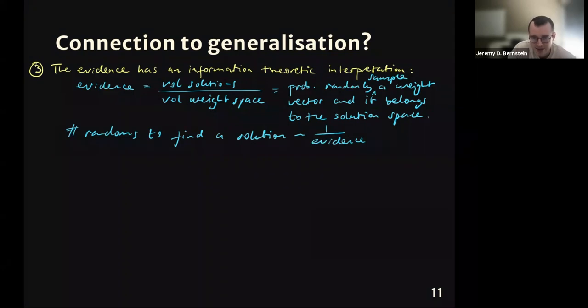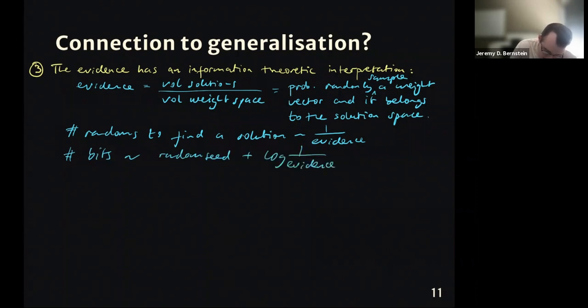So the number of bits needed to describe a random solution is roughly the number of bits needed to describe the random seed plus log 1 over the evidence. Log 1 over the evidence is just log of the volume of weight space divided by the volume of solutions. So the more solutions there are, the fewer bits you need to describe a random one.